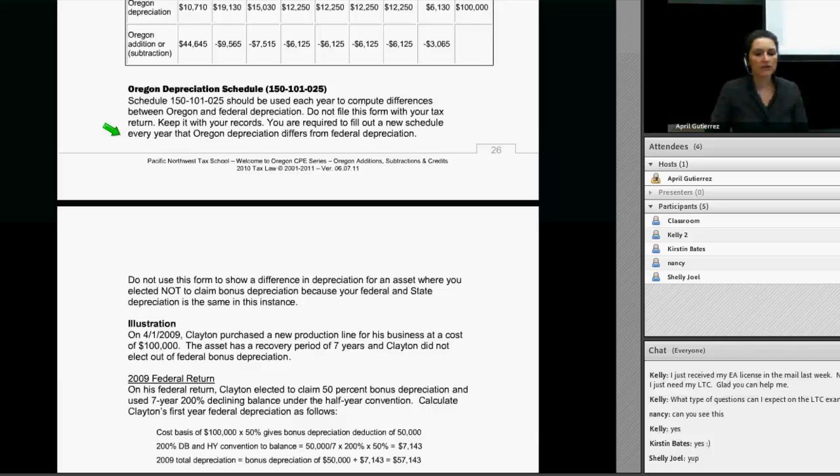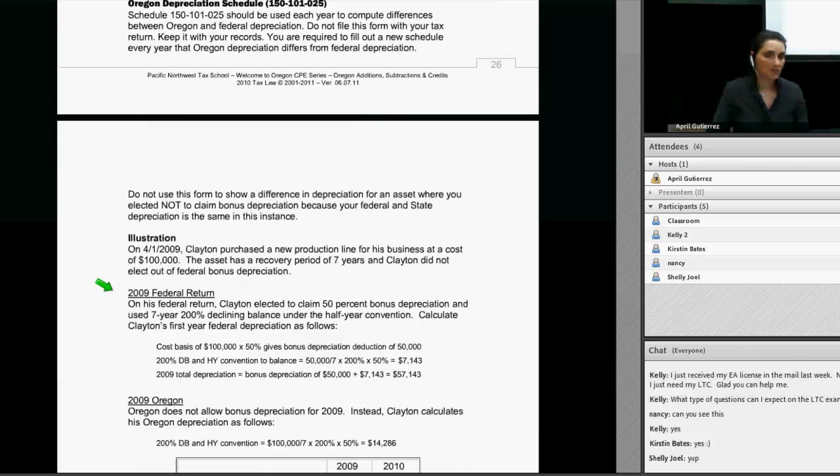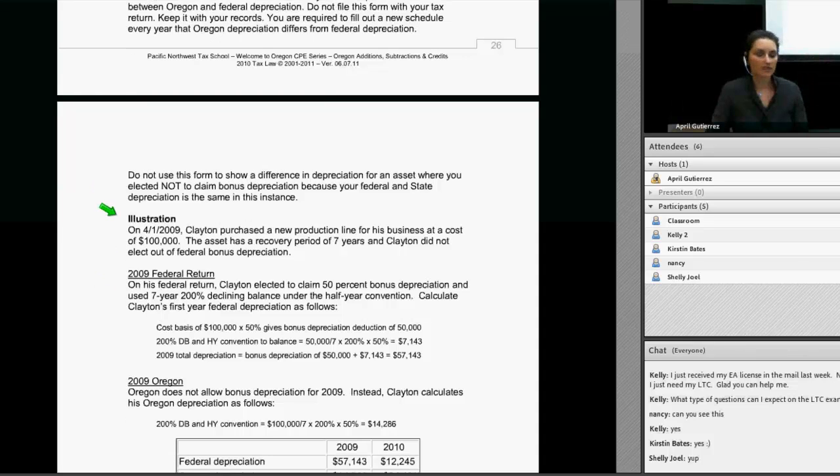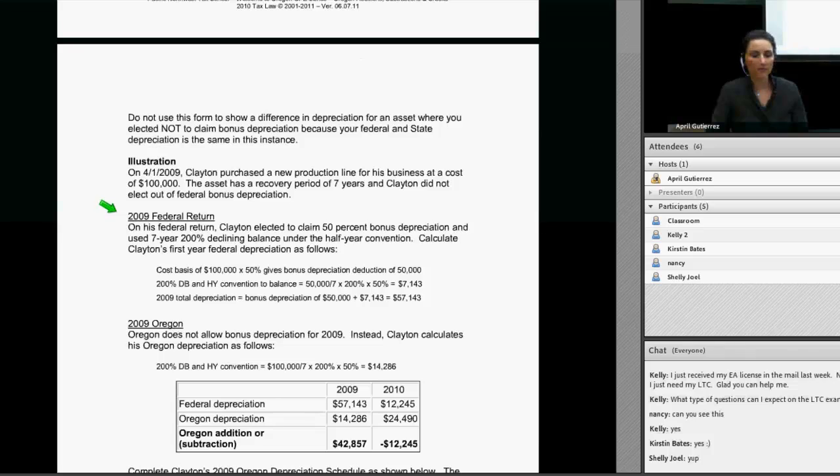Do not use this form to show a difference in depreciation for an asset where you elected not to claim bonus depreciation, because your federal and state depreciation is the same in this instance, although of course the Section 179 limit may cause you to need it if you had enough being depreciated that you hit the Section 179 limit for Oregon. But here's an illustration.